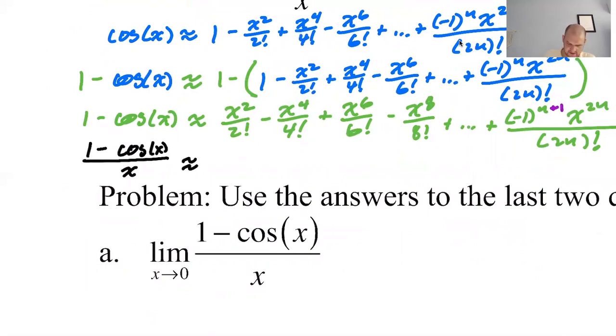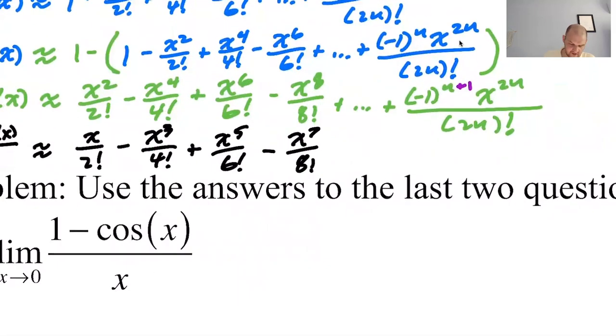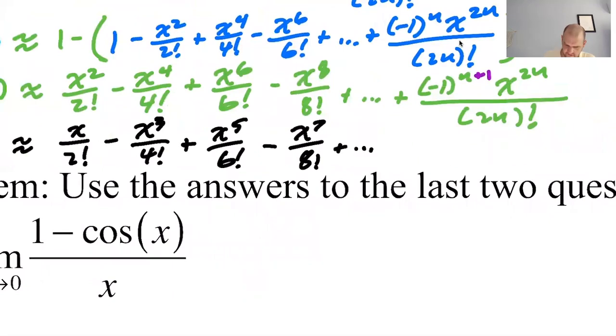Now what's interesting is everything up here has an x. Since everything up there has an x, all I need to do is knock 1 off the exponent of all the x's. So I'm going to end up with x over 2 factorial, and then minus x cubed over 4 factorial, plus x to the 5th over 6 factorial. So the exponent is always 1 less than the factorial. And it's still alternating, so we didn't lose that.